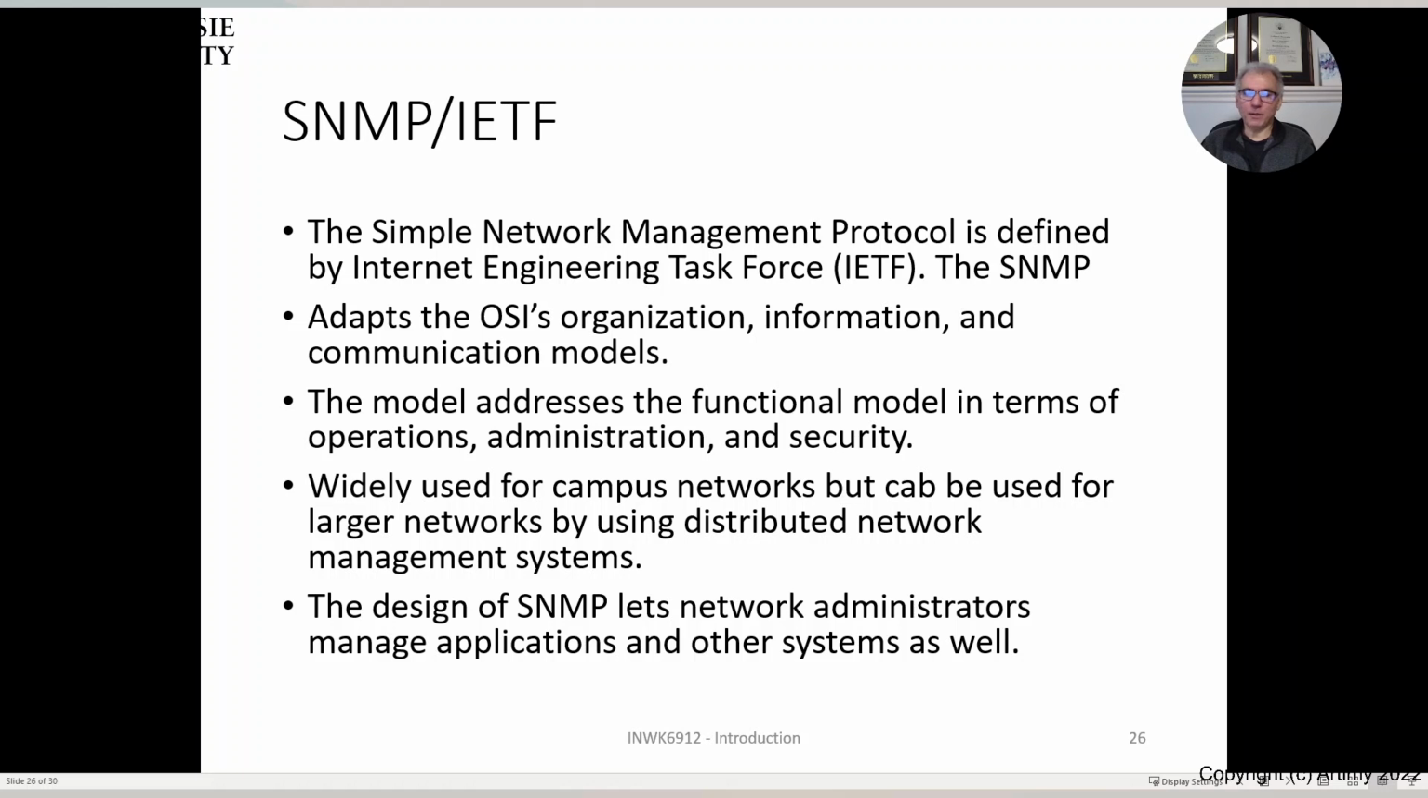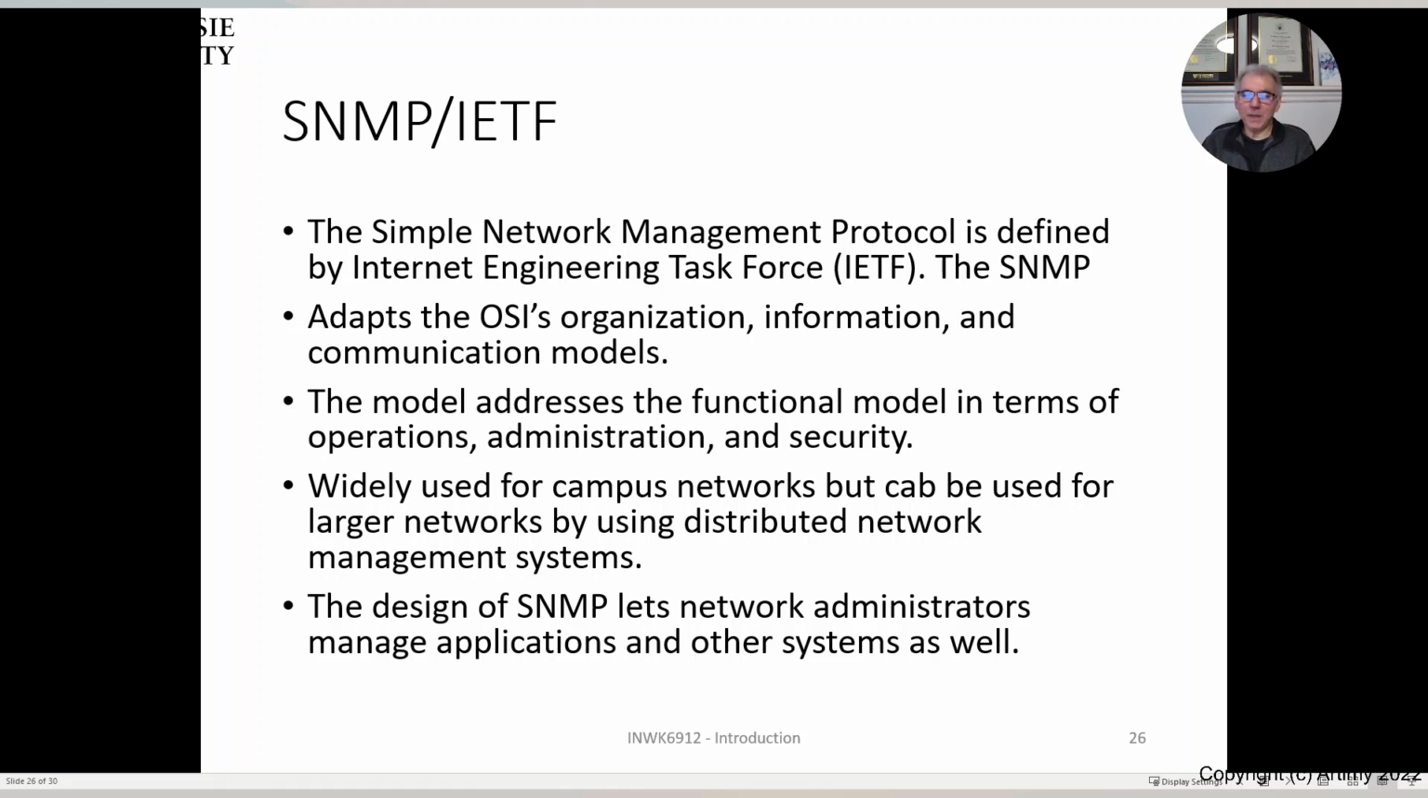OSI came from the International Organization for Standardization. A lot of companies and countries participate in that organization. So when they came up with something, they came up with a really huge thing, which makes it difficult to implement. So SNMP started saying, okay, we're going to get some of that information, but we'll implement it in a simple way. So they came up with the SNMP.